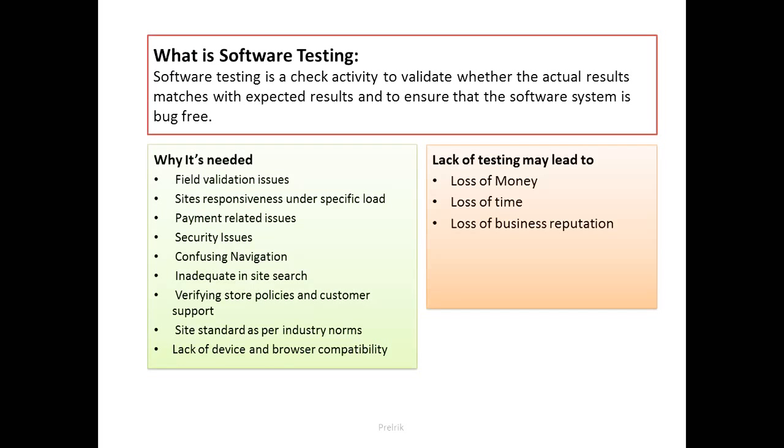Site standards as per industry norms, like copyright messages, and there are things which come under the different levels. So maybe your site is supposed to follow a particular standard, but actually it doesn't, because the coders haven't implemented that standard. And lack of device and browser compatibility. Suppose your website's responsiveness is not good and it doesn't work properly on mobile phone browsers or on a Mac browser like Safari. In that case, as a tester, we can figure it out.